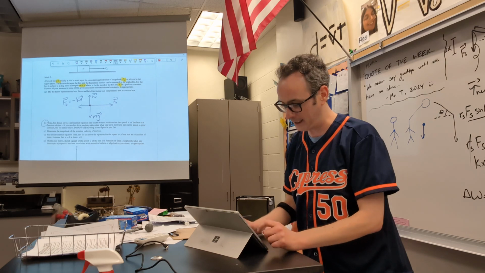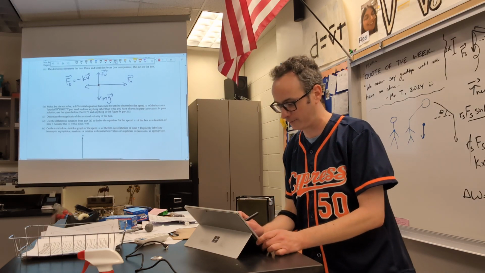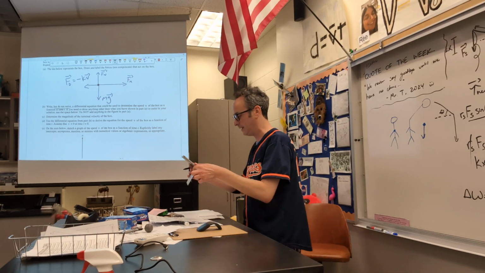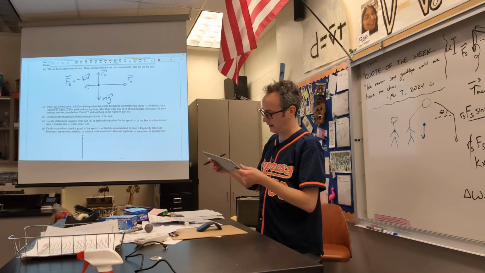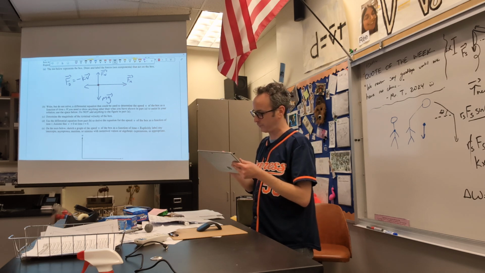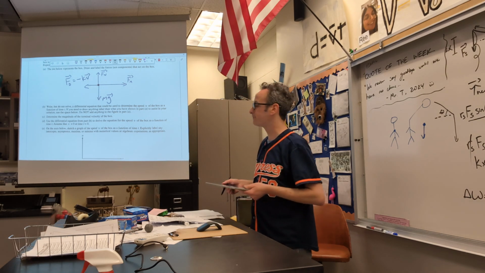So next up, B. It says, and this is a common phrase here, write but do not solve the differential equation that could be used to determine the speed, v, of the box as a function of time, t. If you need to draw anything other than what you've shown in part A to assist in your solution, use the space below. Do not add anything in the figure in part A.